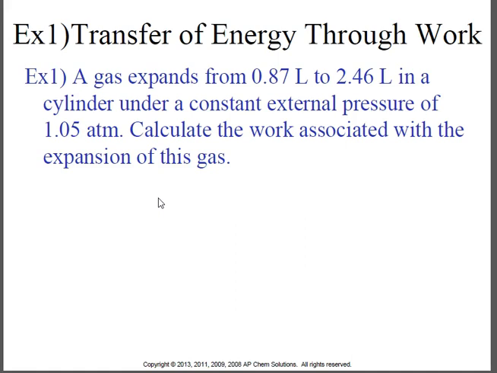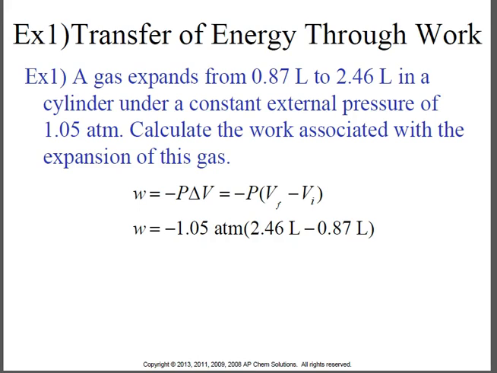So first off, what is our equation? The equation for work is negative P change in volume. And when we look at the change in volume, we want to make sure that we do the final volume minus the initial to get our sign correct. So here our pressure is 1.05, our final volume is 2.46, and our initial is 0.87. So we'll simply subtract those volumes and multiply by 1.05. Then we have our negative sign out there to make sure that we get our sign on work correct.